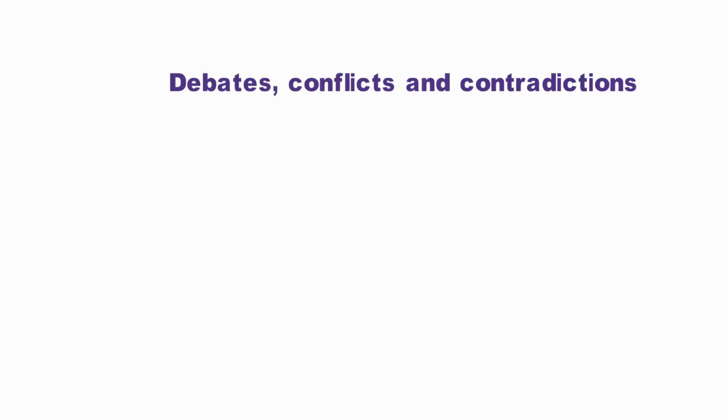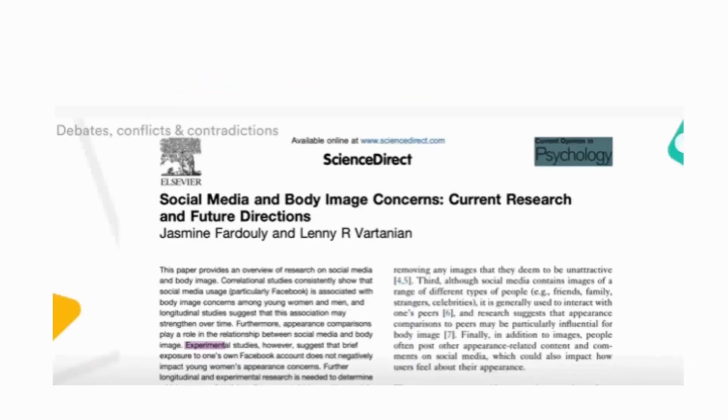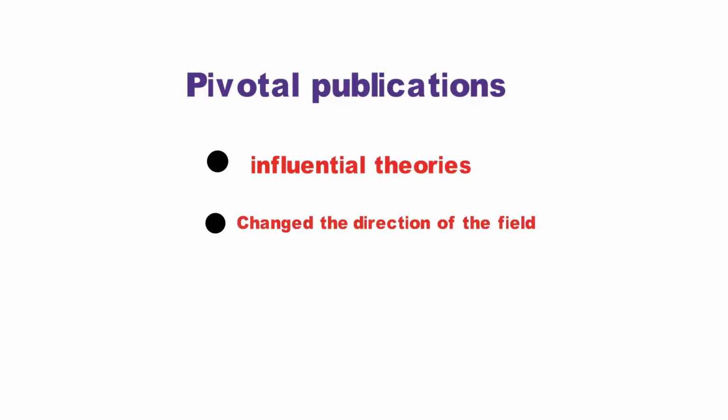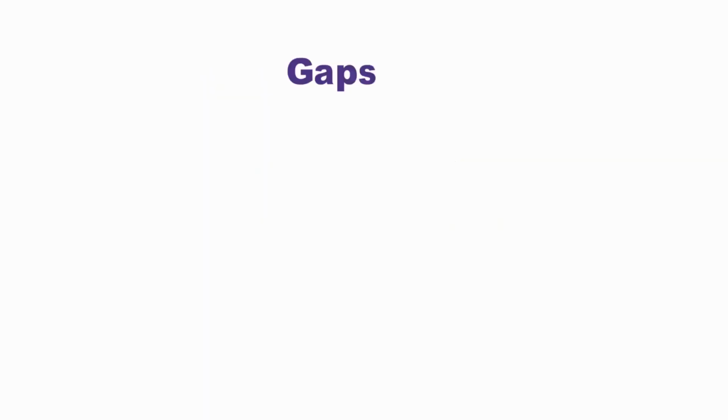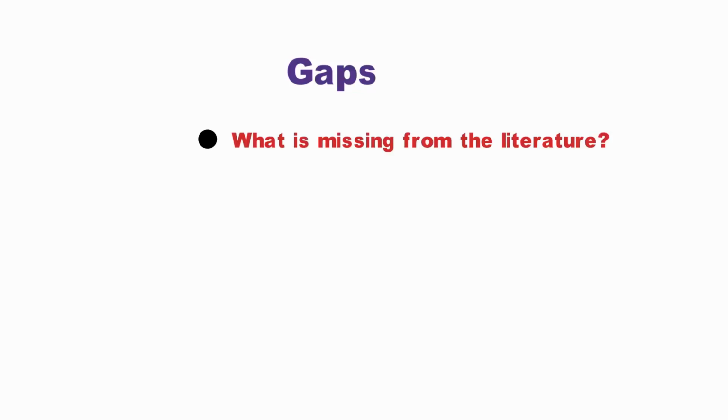3. Debates, conflicts and contradictions. Where do sources disagree? 4. Pivotal publications. Are there any influential theories or studies that change the direction of the field? 5. Gaps. What is missing from the literature? Are there weaknesses that need to be addressed?